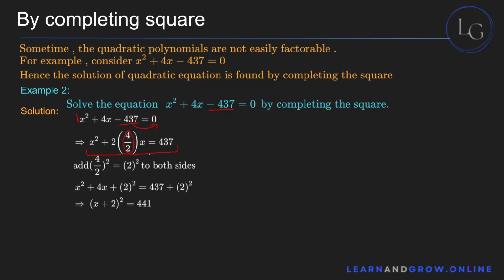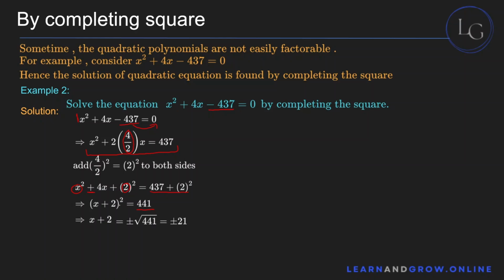And now what you'll do here is you'll take this term and this term, and then you'll put whatever this sign is between them. So x plus 2, and then you'll take the whole square of that. So x plus 2 whole square. If this was x minus 2, this would have been x minus 2 whole square. And then you will put it equal to whatever this results in, and that results in 441 in this case.